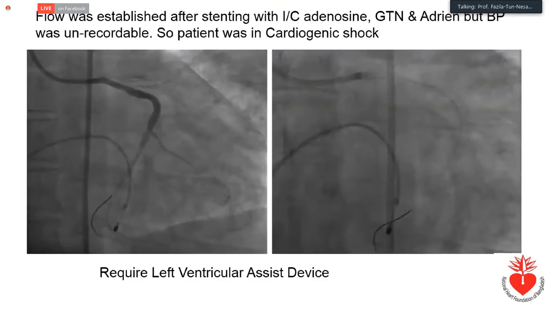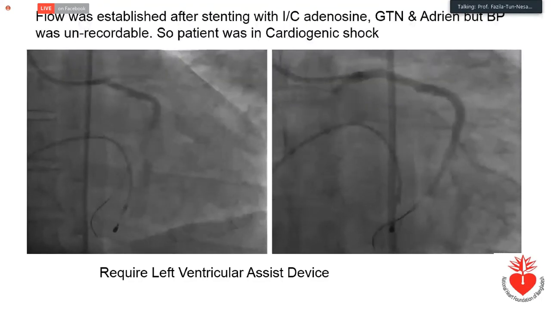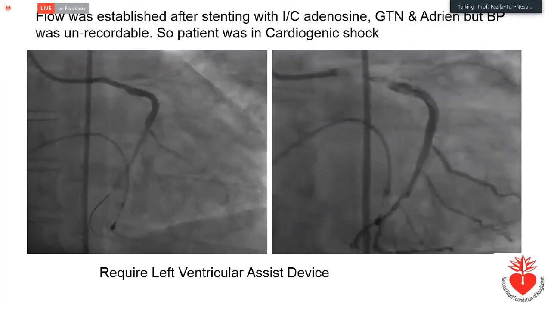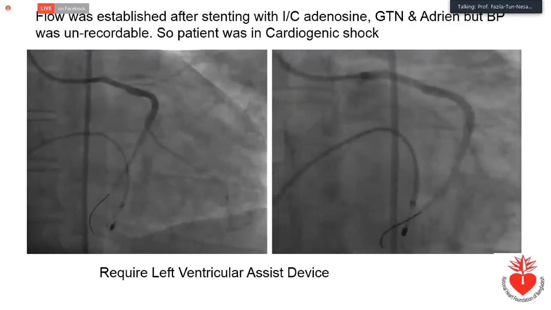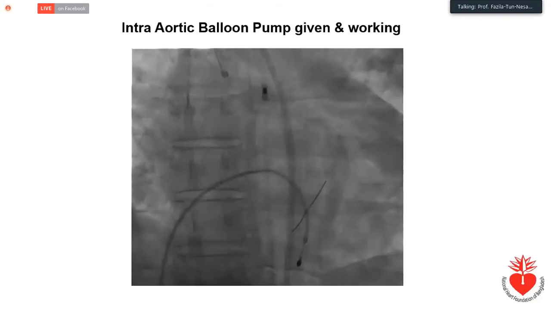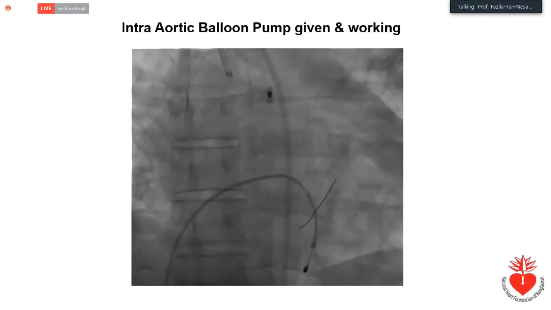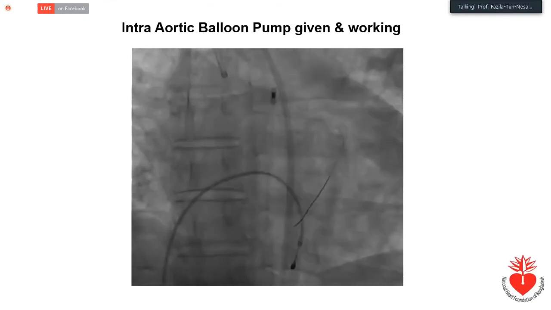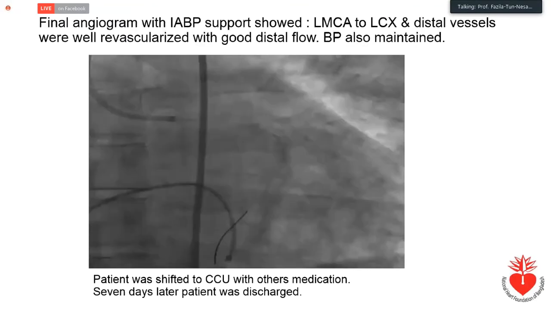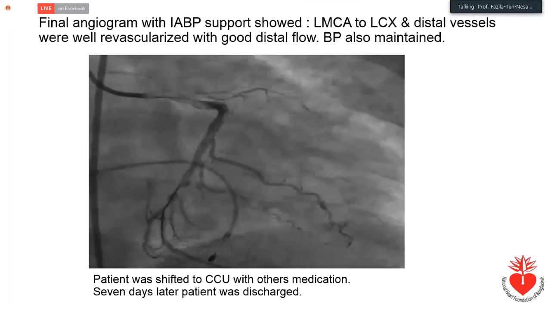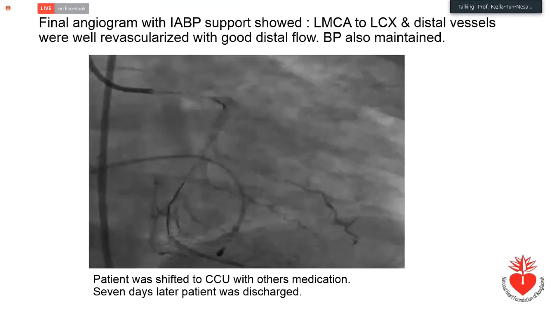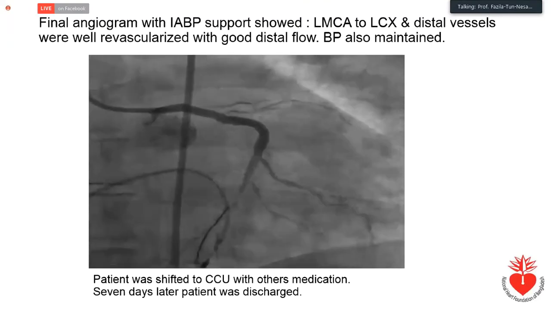This is how the vessel looked. However, there was no pressure at all. So we decided that we needed to put in an intra-aortic balloon pump. We had already started all the maximum inotropes that we had at hand. So after the intra-aortic balloon pump, as well as all the inotropes going, we saw that the pressure was reasonable, and we didn't attempt to prolong the procedure at all. We shifted our patient to the CCU, and we were lucky that we were able to discharge him 7 days down the road.